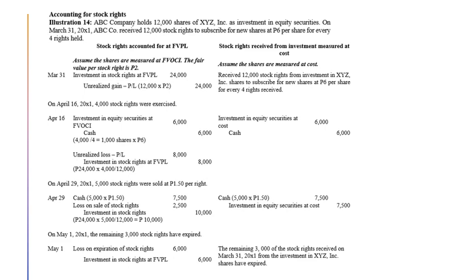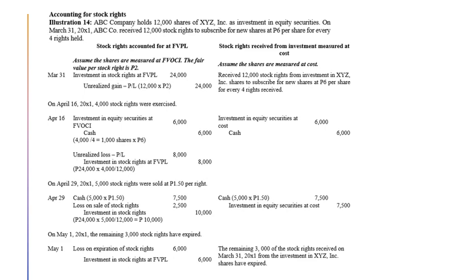Okay? So, the accounting for stock rights depends on whether the shares related to them are accounted for at FVPL or at cost. So we have here a comparison of the journal entries for each case. Example, ABC Company holds 12,000 shares of XYZ as an investment in equity securities. On March 31, ABC received 12,000 stock rights to subscribe for new shares at 6 pesos per share for every 4 rights held. Okay, so what does this information mean?